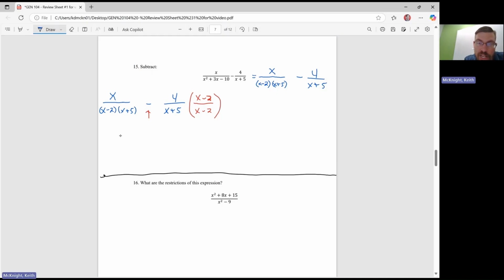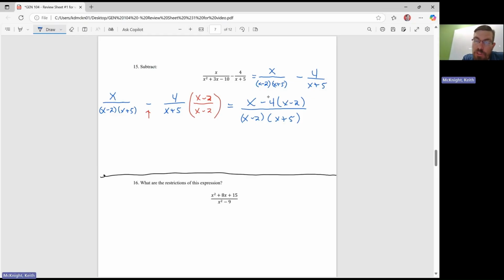So we're going to have that this is equal to x. We're going to go ahead and combine it. We're going to say minus 4 times x minus 2 all over our common denominator of x minus 2, x plus 5. Now, don't get cancel happy and cancel out those x minus 2's. Remember, we just put that there, so we do not want to cancel it. We're actually going to use it.